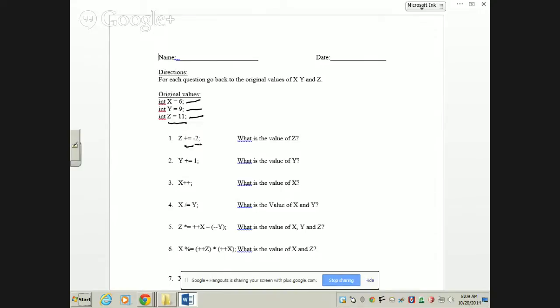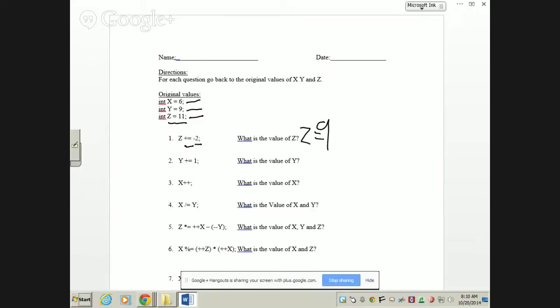Very good. So plus equals is shorthand for the variable equals itself plus whatever comes on the right side of that shorthand. So in this case, z is equal to itself plus a -2. So z starts out at 11. We subtract 2, so z becomes 9. So the correct answer for number 1 is simply z equals 9. You do have to state which variable you're talking about.